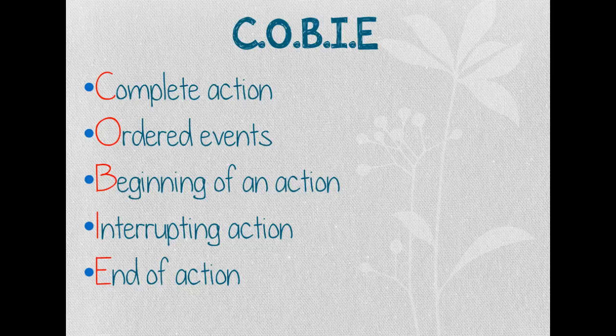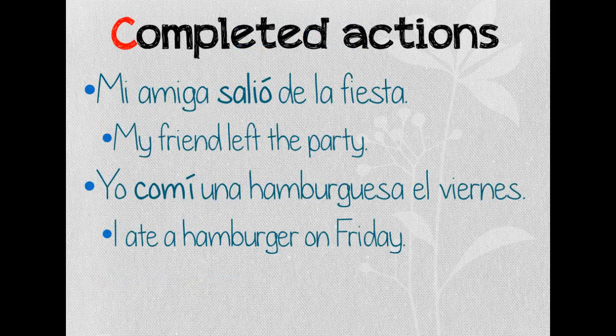So let's break this one down a little bit more. The C in COBE stands for completed actions. So this is something that is done and over with in the past. So for example, mi amiga salió de la fiesta. My friend left the party. So in the past tense, I know everything has been completed because it is the past, but you can be talking about something ongoing in the past tense. If something is just done and over with, like your friend left the party, that is a completed action.